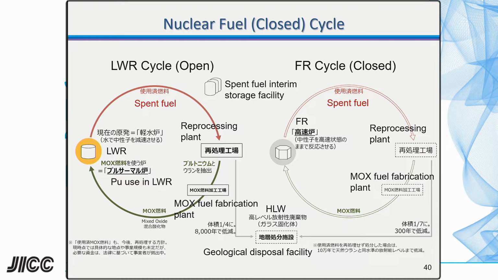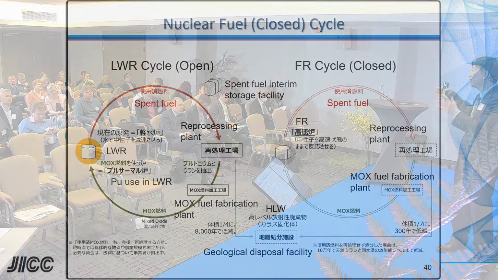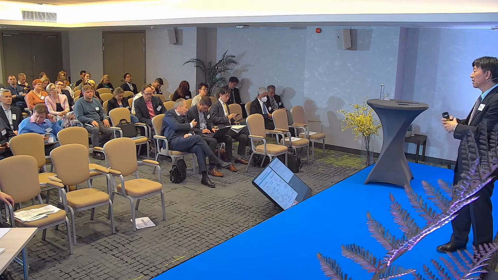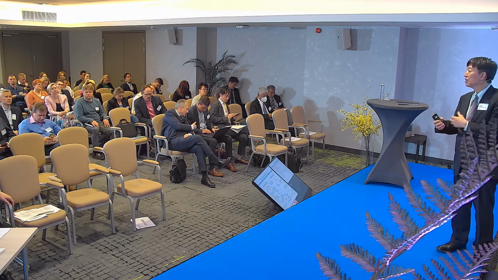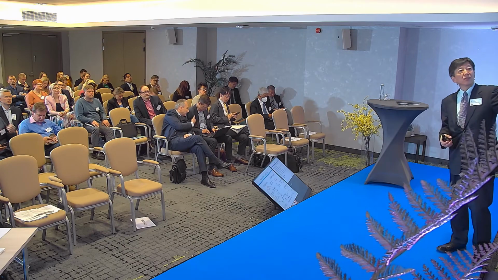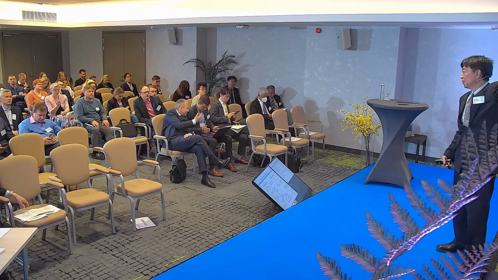And here, an important point is that in the fast reactor, they use the fast neutron energy region, so the plutonium quality is not deteriorated. They can convert the minor actinides to fission products with a shorter half-life. And also, they can breed plutonium. So that's why we say closed.